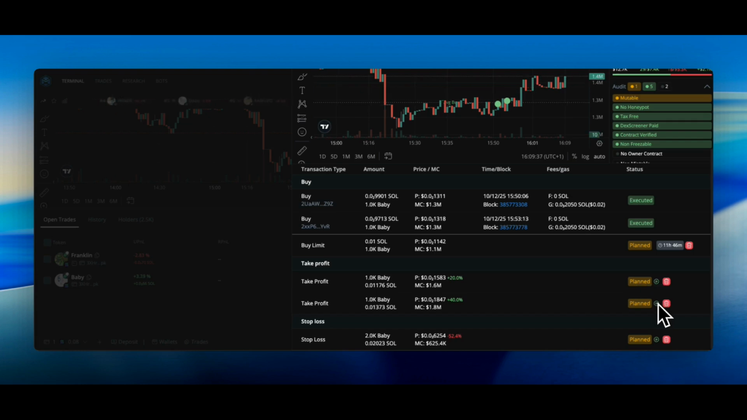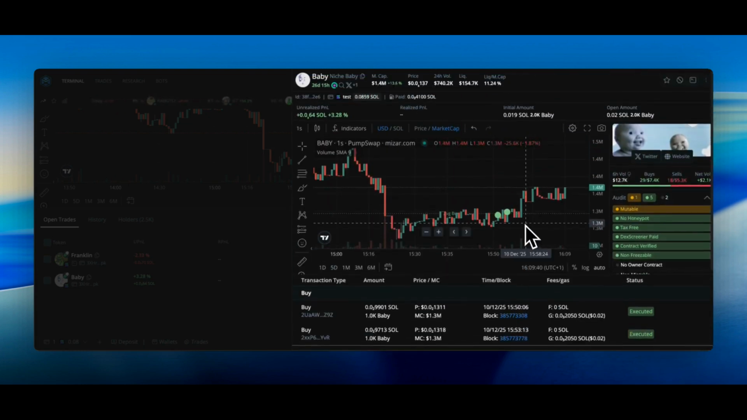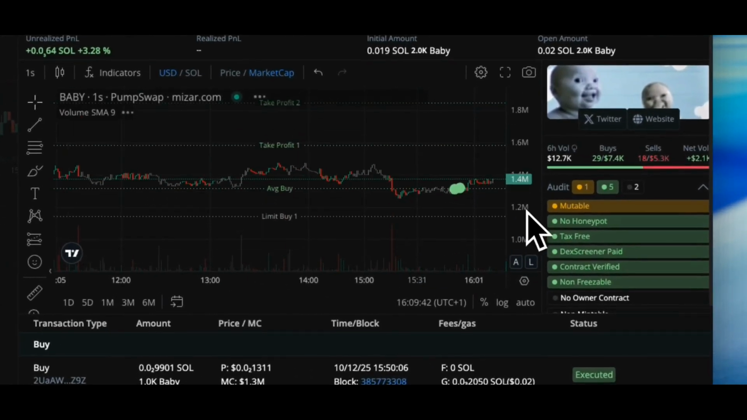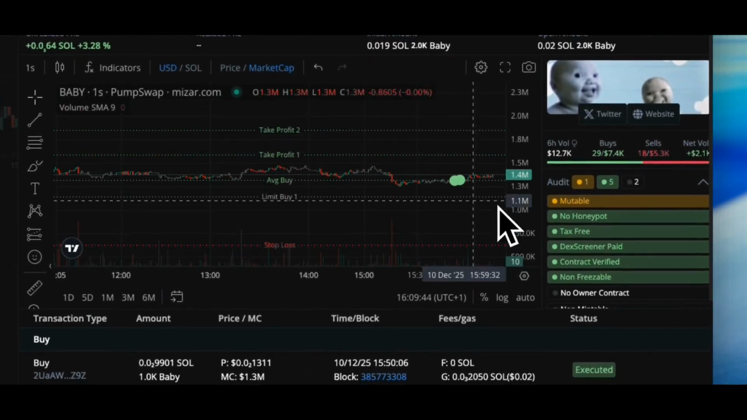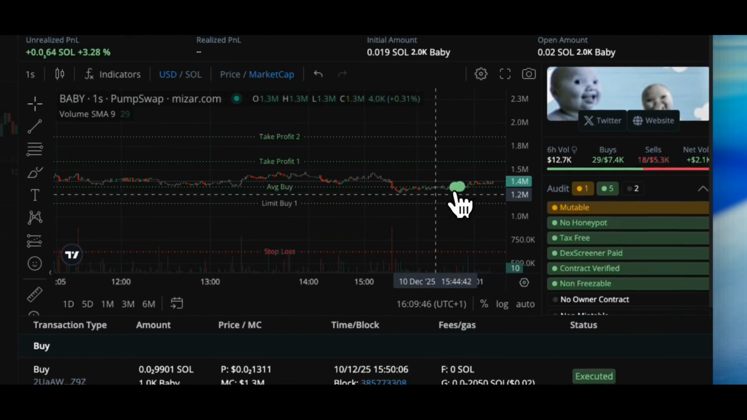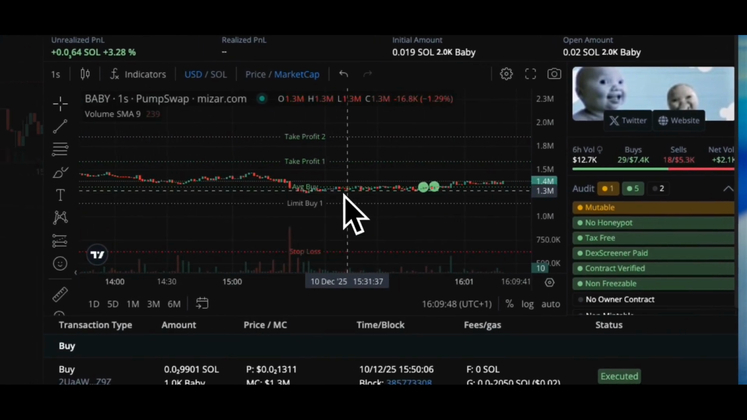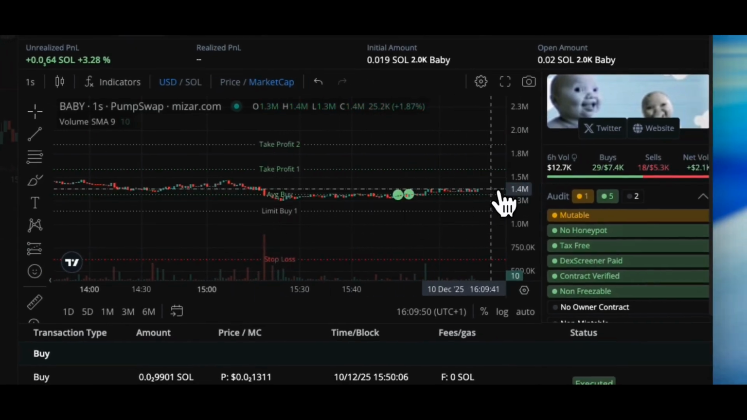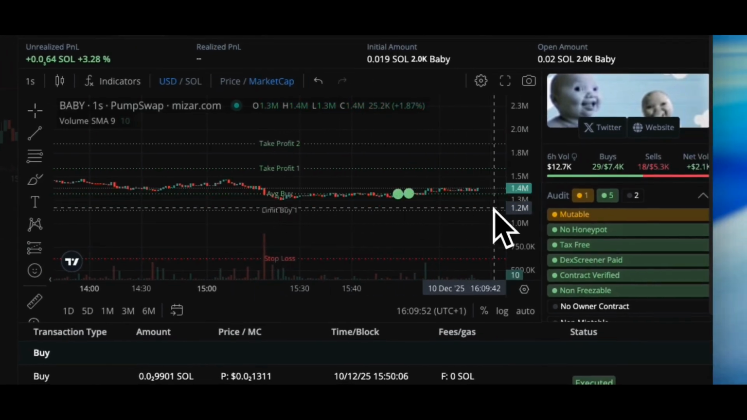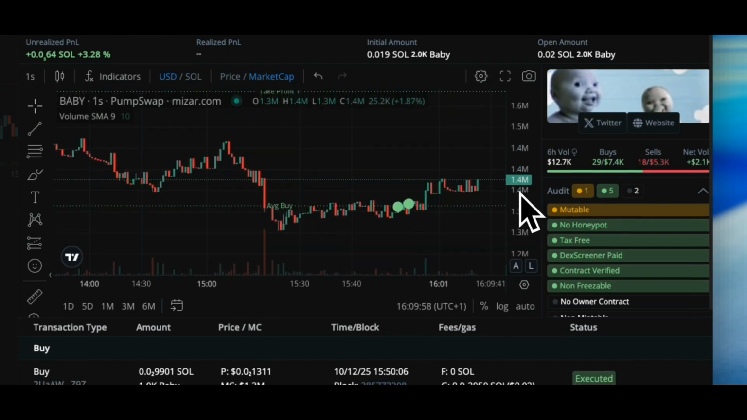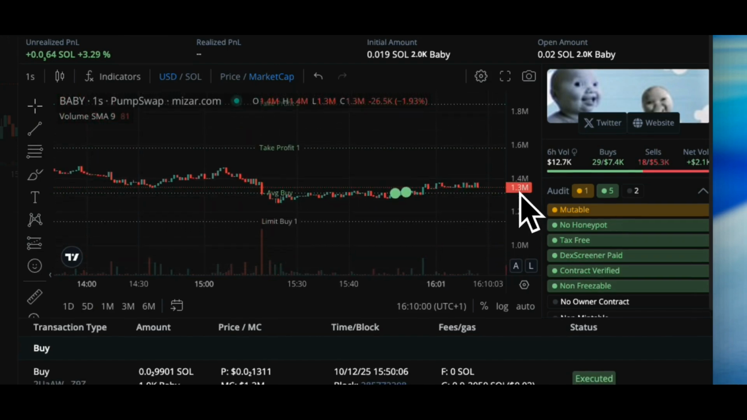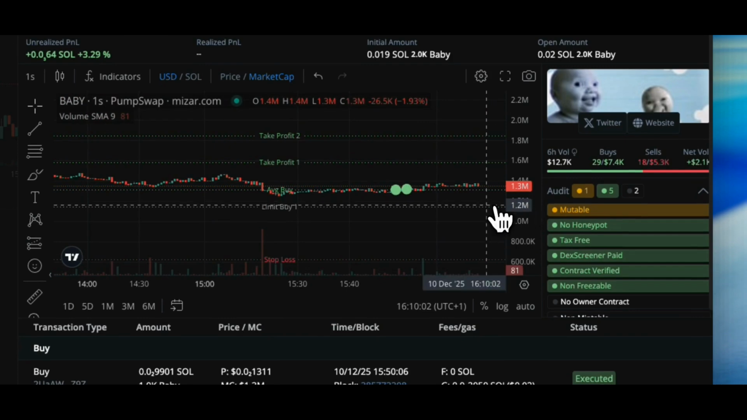Last but not least, you can visualize all of this directly on the chart. You can see the executed buy orders as green bubbles with their exact execution prices. You can also see the average buy price, which is calculated automatically if you use DCA. In this case, since there are 2 DCA buys, the average price is between those 2 buys. You can also visualize the limit buy levels, the take profit levels, and the stop loss below.